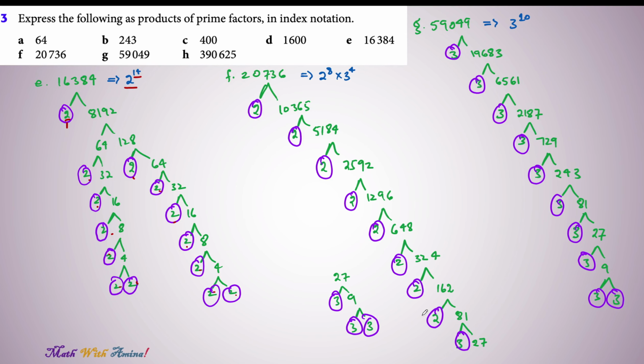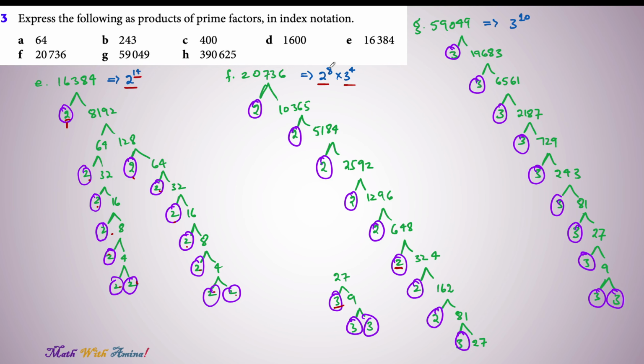So there are 2 prime factors, 2 and 3. So this would be serving us in the index notation as the bases. So it would be 2 multiplied by 3. Then for each number, in order to find the index value, we will see how many times each number appears in multiplication. So 2 appears 1, 2, 3, 4, 5, 6, 7, 8. 2 appears 8 times, so the index value for the base 2 will be 8.